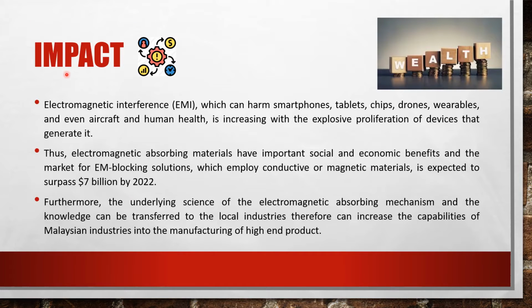So for the impact, the electromagnetic interference which can harm smartphones, tablets, chips, drones, wearables, and even aircraft and human health is increasing with the explosive proliferation of devices that generate heat. These electromagnetic absorbing materials have important social and economic benefits, and the market for EM blocking solutions which employ conductive or magnetic materials is expected to surpass 7 billion by 2022.